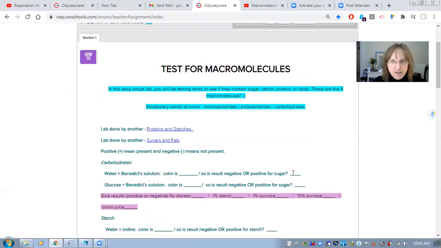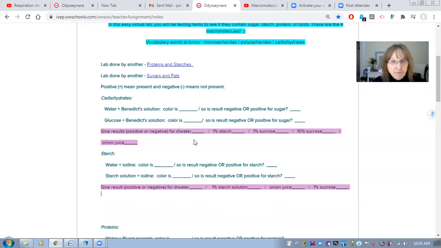Remember, you're just watching somebody else do everything. You keep track of your results and then write your information in here. And then you'll put your positive or negative here for each thing that you test. Same thing here for starch. What color is negative? What color would you expect it to be if it's positive? And then you have these 4 things that you're testing, and you're going to tell me, are they negative or positive for starch? Okay.